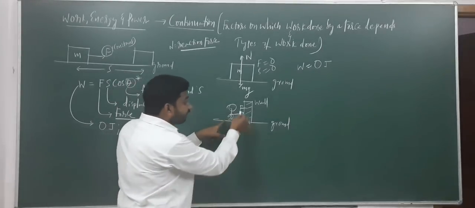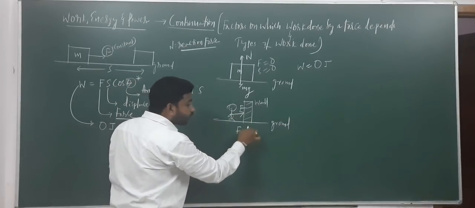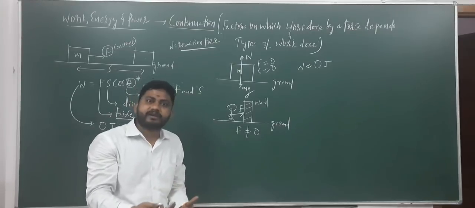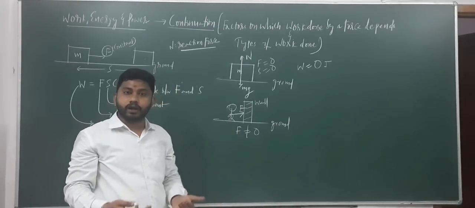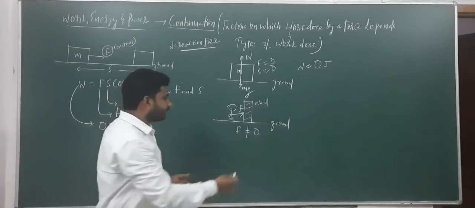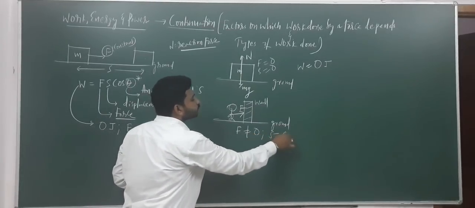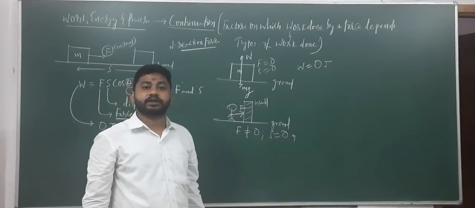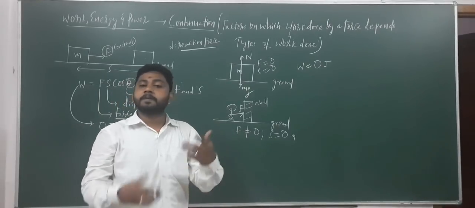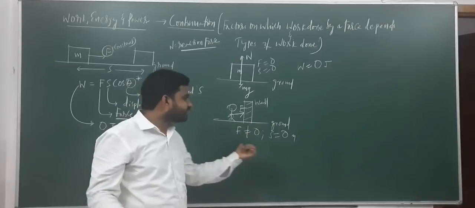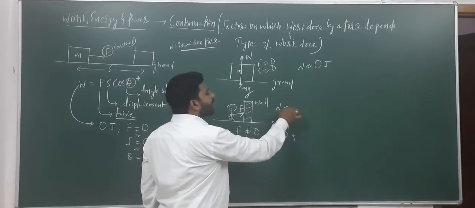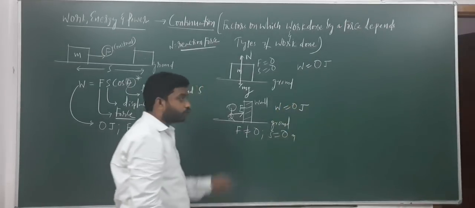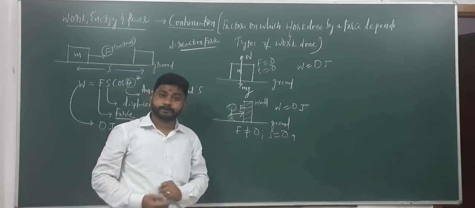So in this case, force is there. F is not equal to 0, meaning some value I am applying on the wall. But what happened finally? The displacement is 0 meters for the wall. The wall is the object here. I am applying force on the object, but there is no displacement. In this case also, work done by the force is 0 joules.